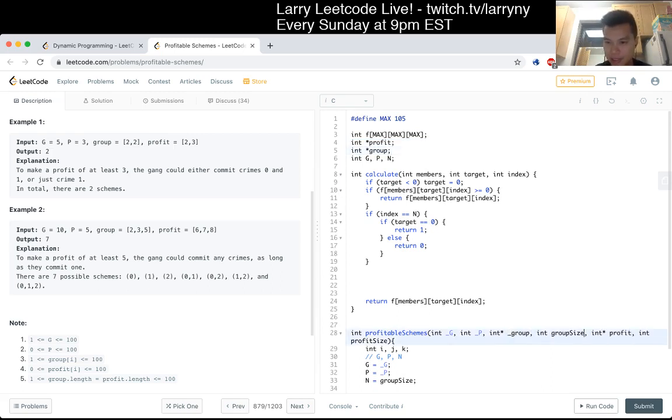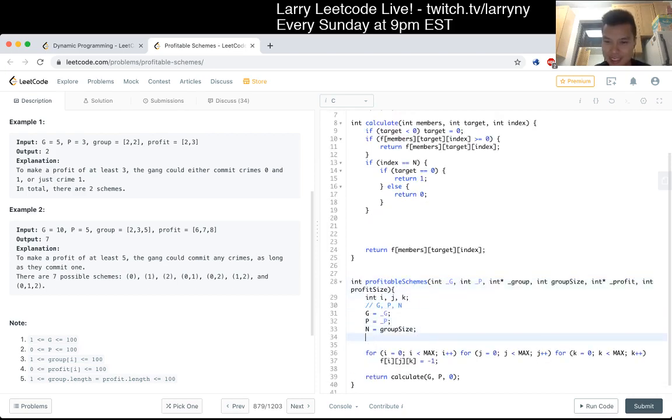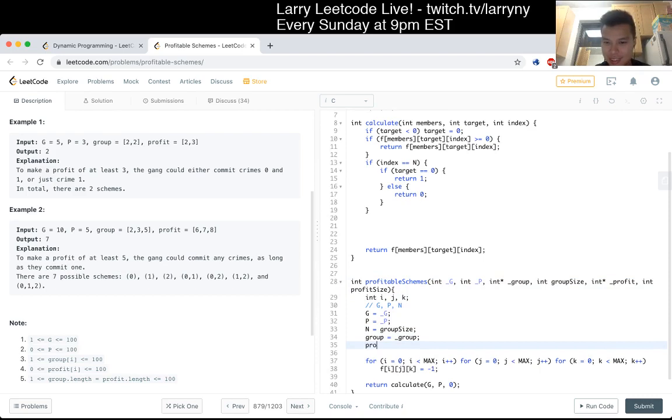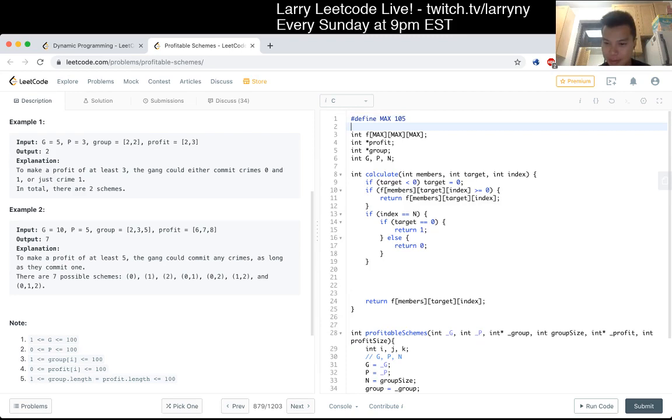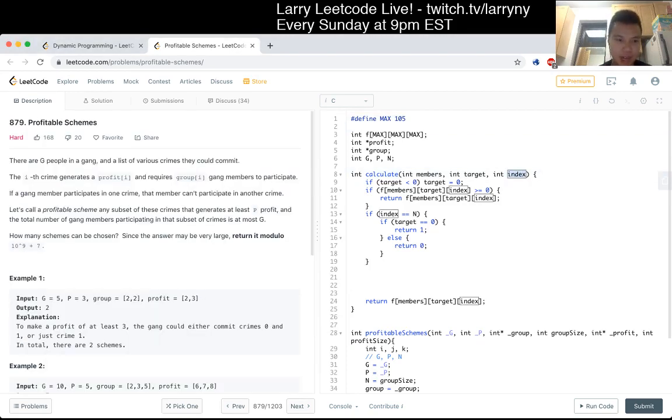Yeah, maybe in the interview I would not use globals as much, but yeah, I mean, maybe definitely. Index here should be the index of the crime that you're considering.